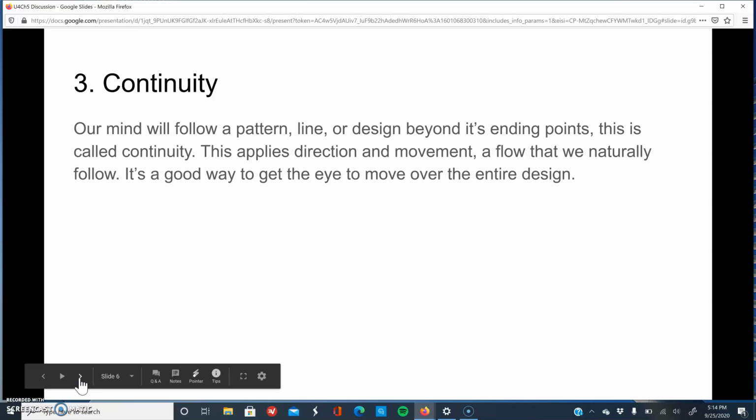So our third one is continuity. I think I said that right. Our minds are going to naturally, instinctively follow a line, a pattern, or design beyond the ending points. This creates movement and direction and a natural flow that we want to follow. This is a great way to keep the eye going into the design towards the focal point, or even through the design and beyond it.